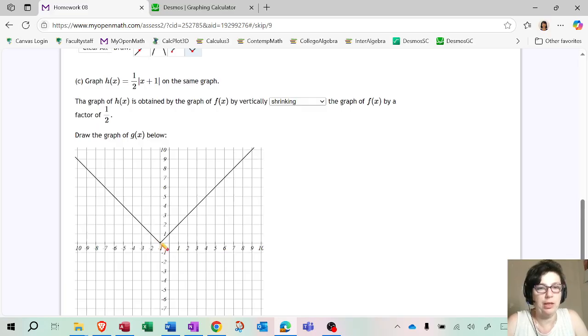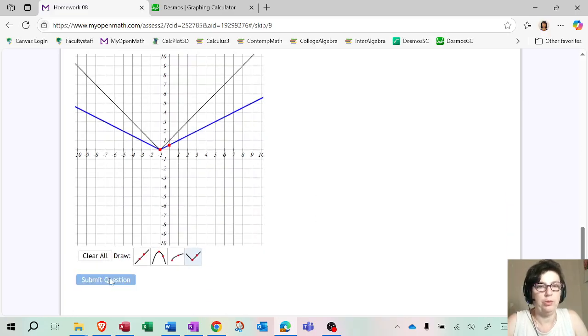Okay, so we're choosing the absolute value. We're starting at the same point. This is where y equals 0. So when you multiply it by 1/2, it's not going to change. But the point 0, 1 now is going to be 0, 1/2. Because again, x does not change, but y gets scaled by 1/2. All right, so let's take a look.